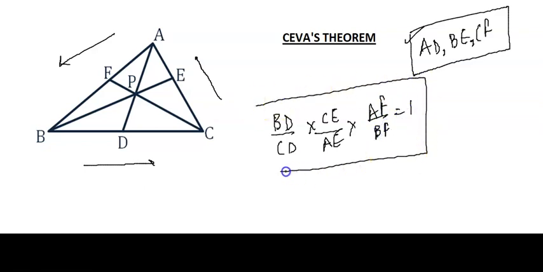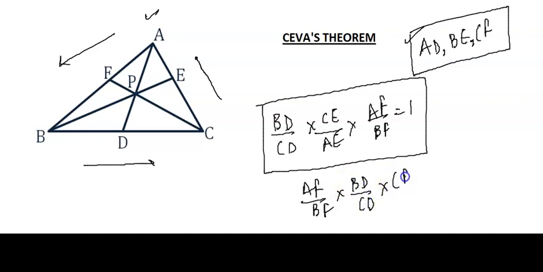This is Ceva's theorem. You can start from any of the ends. Maybe you start from A. It can be written as AF upon BF into BD upon CD into CE upon AE. The order should be proper, it should be in order, going around all the sides.